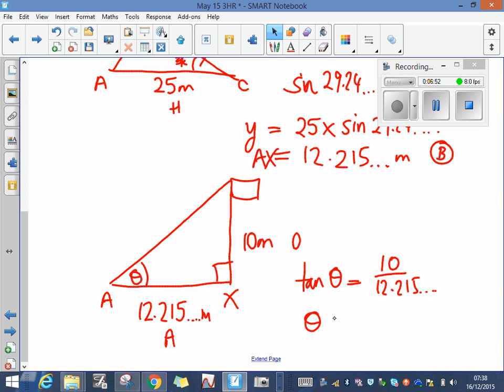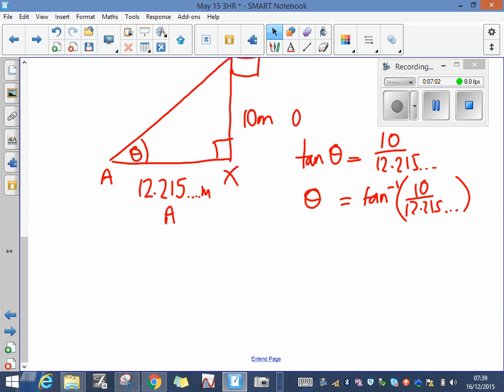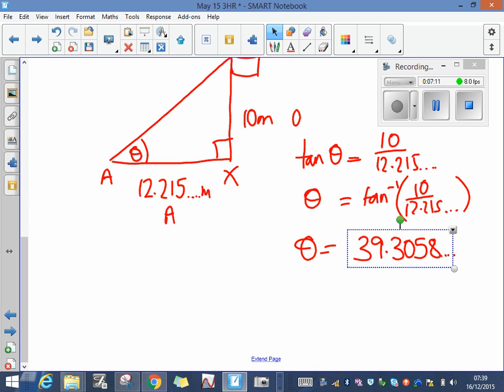So I know that theta is going to be the inverse tangent of 10 over 12.215. Okay, make sure you keep accurate all the way along, and if I work that out, it comes out as 39.3058. Always write an accurate answer first, remember. Now round it. They ask for 1 decimal place, so the angle of elevation is 39.3 degrees.